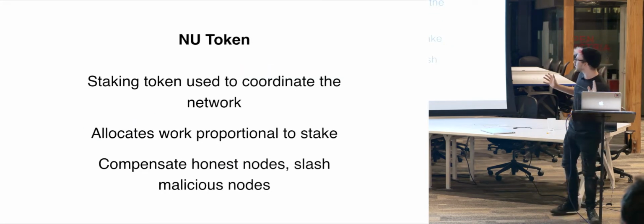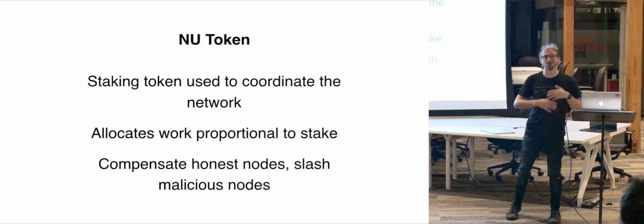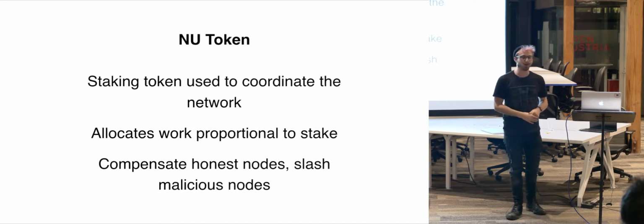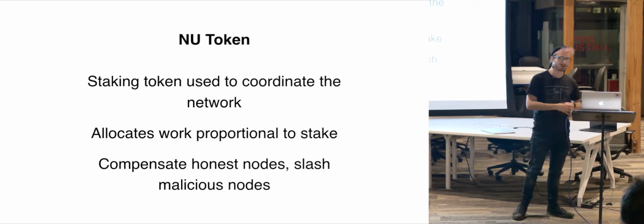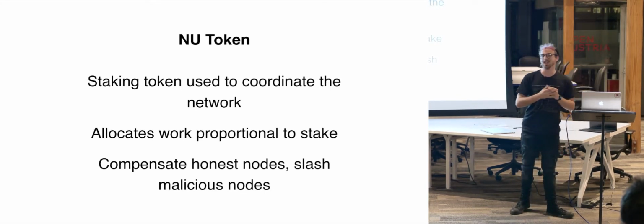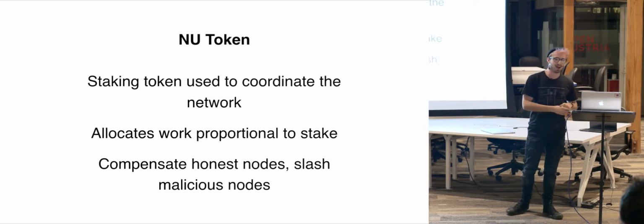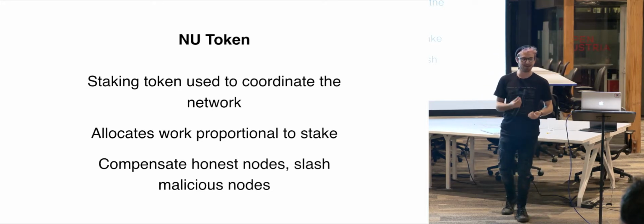So to quickly go over this, the NuCypher token is used to coordinate our network. You stake our token, that way you can start earning rewards on our network to incentivize you to keep going and maintaining the health of the network. We allocate re-encryption keys proportional to the stake that you stake. And we also compensate honest nodes and penalize malicious nodes. So it's used as a game theoretical, like economic behavioral control.